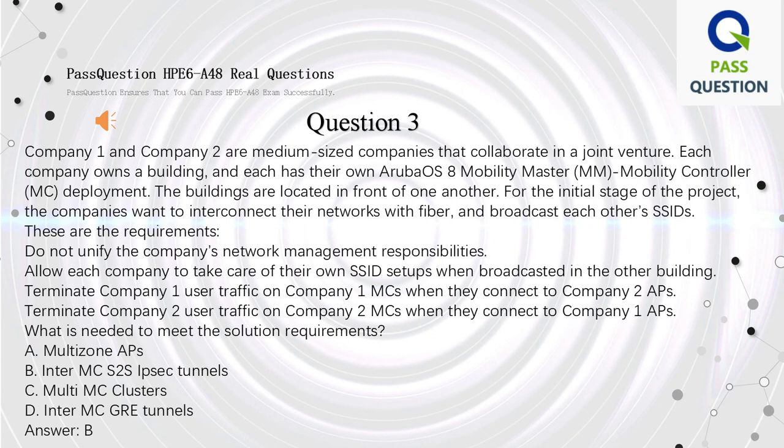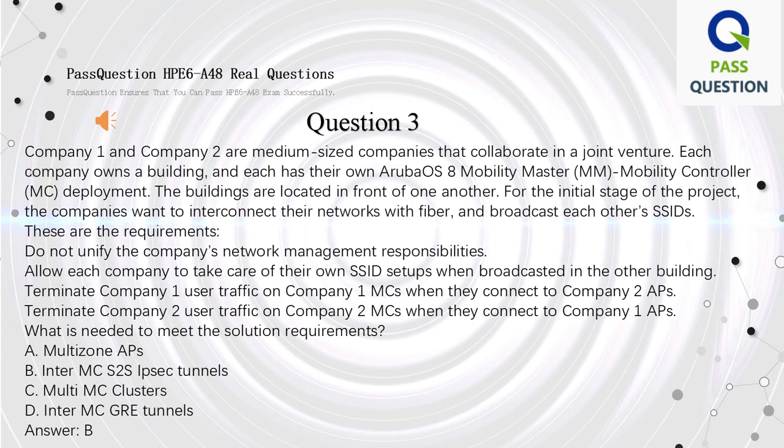Do not unify the companies' network management responsibilities. Allow each company to take care of their own SSID setups when broadcast in the other building. Terminate Company 1 user traffic on Company 1 MCs when they connect to Company 2 APs. Terminate Company 2 user traffic on Company 2 MCs when they connect to Company 1 APs. What is needed to meet the solution requirements?